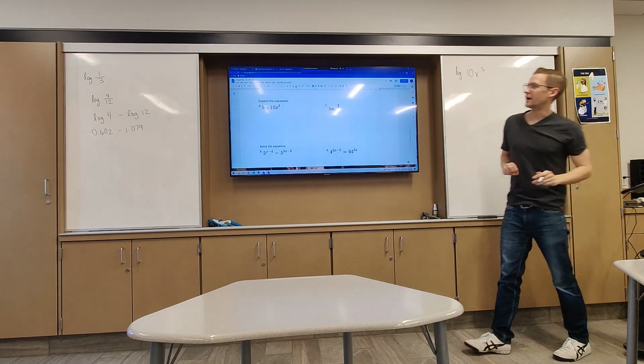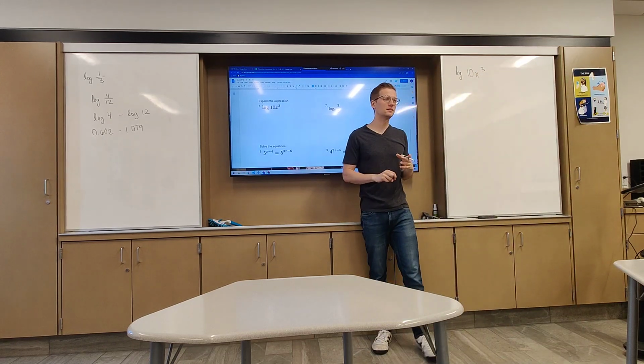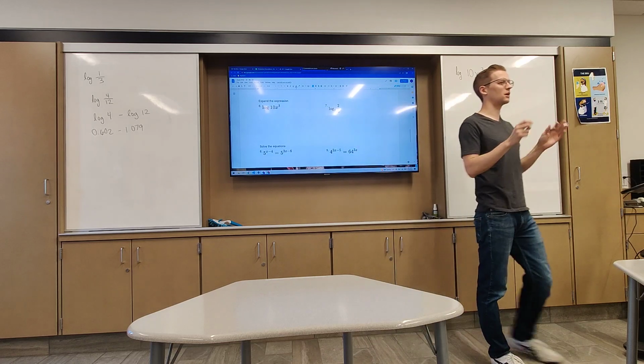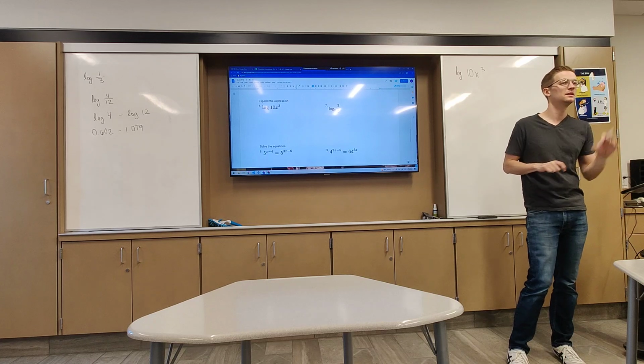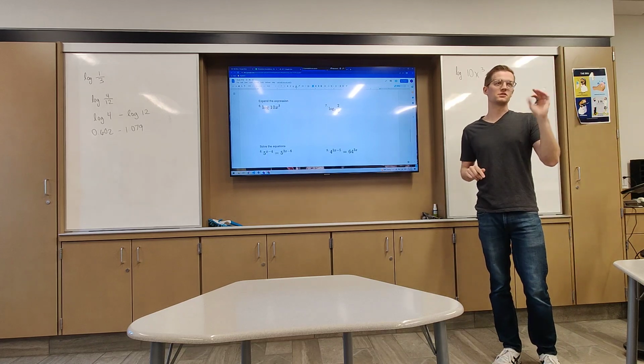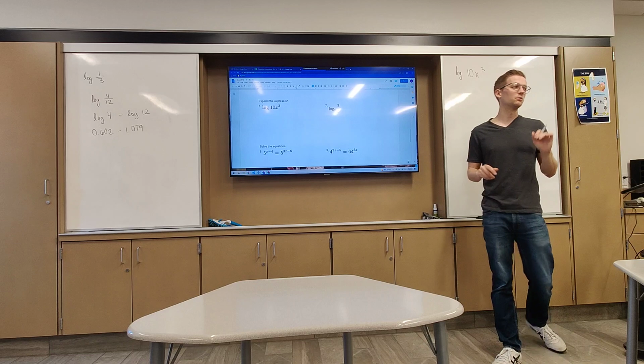Okay, so log of 10 x to the 3. So expand the expression. Again, we did this in class. Expanding the expression just means use all of the properties of logs to simplify the log as much as possible and get some log plus some log minus some log, whatever.